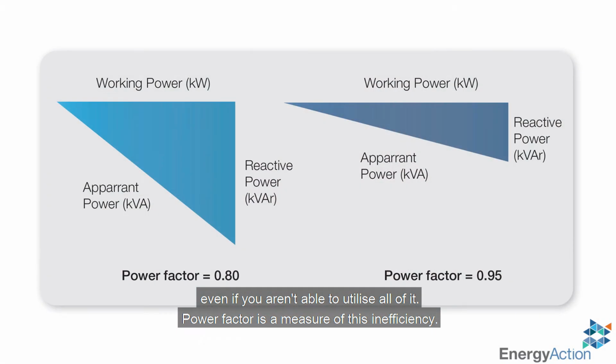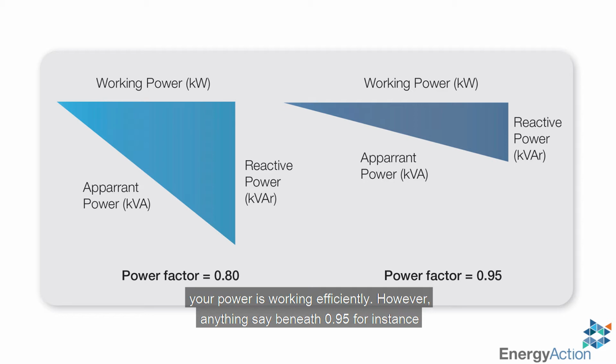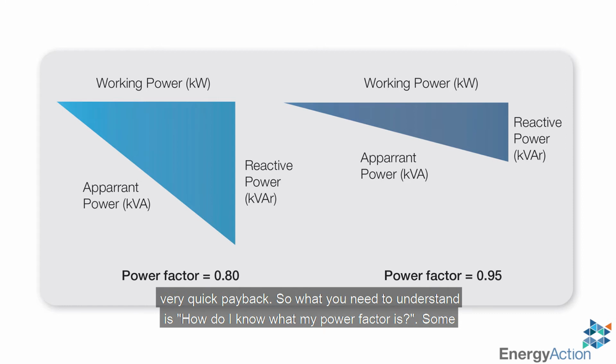Power factor is a measure of this inefficiency. A power factor of 1 means everything you're drawing from the grid is being utilised on site. Your power is working efficiently. However, anything beneath 0.95, for instance, is definitely worth investigating because the fix is actually a very simple solution and has very quick payback periods.